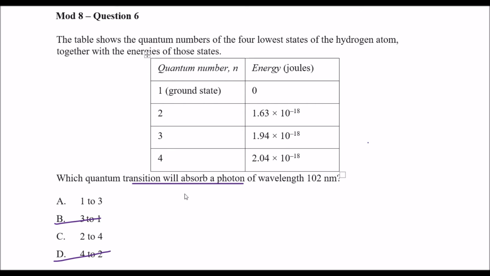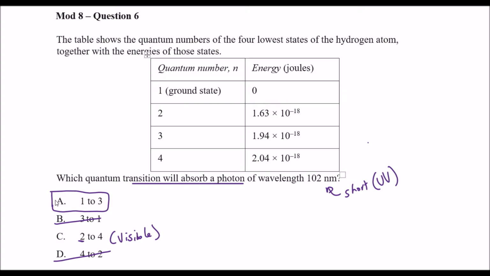Now, I can actually solve this really quickly by elimination, but I'll also show you how to perform the calculations. The first thing is it says which quantum transition produces this particular wavelength. This wavelength is very short. Short wavelengths relate to UV radiation. If you look at this transition 2 to 4, remember, transitions ending at the ground state of 2 always correspond with visible light. So just by looking at that, I already know A is the correct answer. I don't really need to do anything additional to that.